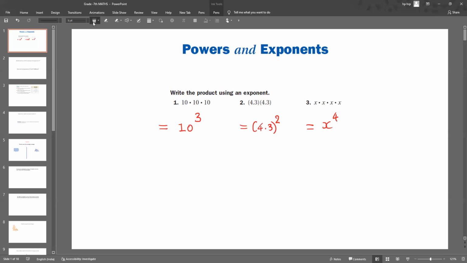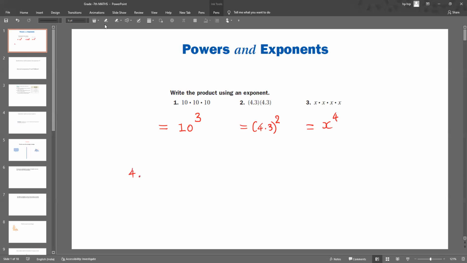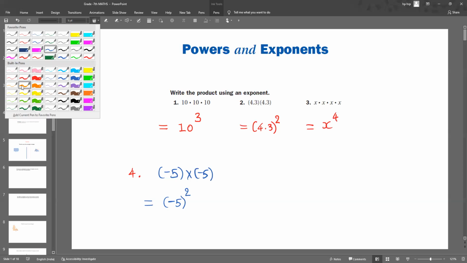Now, another question I can ask you, just one second. Suppose I have a question like this one. If I write minus 5 multiplied by minus 5, how can we write this one? The number is negative. You can write it as minus 5 squared. Yes, so we write minus 5 squared, and if we find the answer, that is 25. That is different. But here, I can show you what is power and which one is exponent.